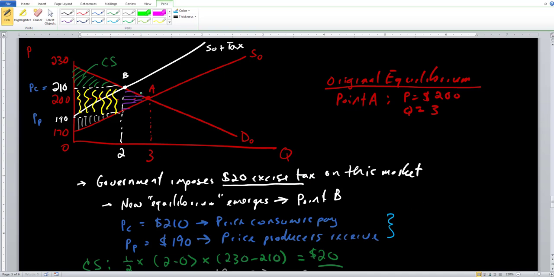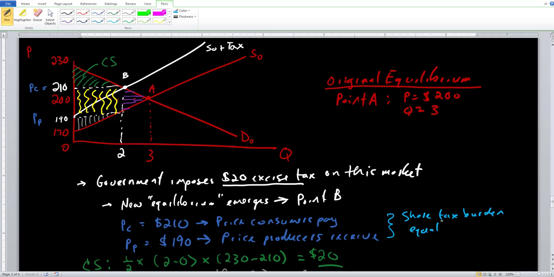So here, before, consumers were paying $200 for this good, but now they're paying $210, so their price has increased by $10. Before, producers were receiving $200 for the good, but now they're only receiving $190. So once again, they have $10 less in terms of the price for this particular good. So in terms of the entire total $20 tax that we have, $10 is going to be paid by the consumers, and the other $10 is going to be paid by the producers or the suppliers. So in this instance, they share the tax burden equally.